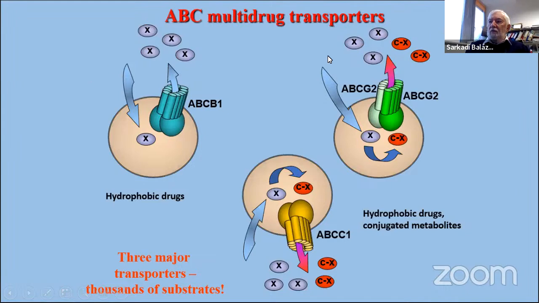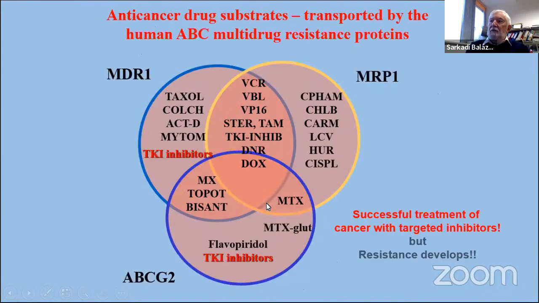Now, the key multi-drug transporters, ABC multi-drug transporters, are the ABCB1, the ABCC1, and the ABCG2 transporters. The ABCB1 protein can transport all kinds of hydrophobic drugs, and the C1 and the G2 transporters can transport both hydrophobic drugs and conjugated metabolites. So these three major transporters can handle thousands of substrates, and many of them are actually anti-cancer drugs.